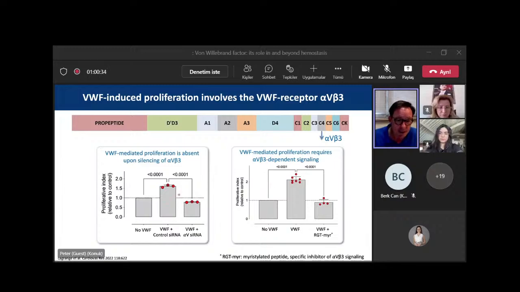And indeed, when you use siRNA for alpha V, then you block proliferation by VWF. So that was a good sign. We also used a specific peptide, the RGT myristylated peptide, which is a specific inhibitor of alpha V beta 3 signaling. When we use that peptide, we could also block this proliferation induced by VWF. So at least we know that alpha V beta 3 is involved in this stimulating process by VWF.